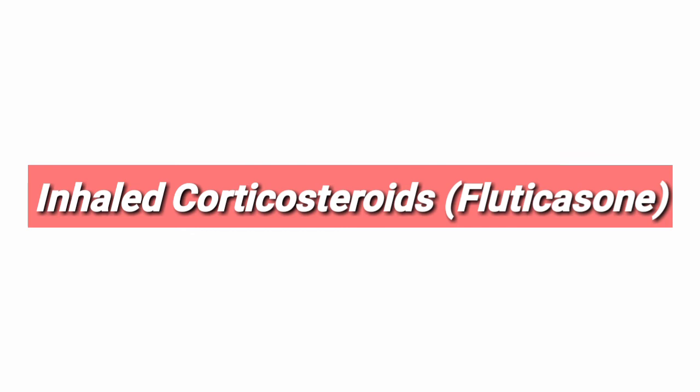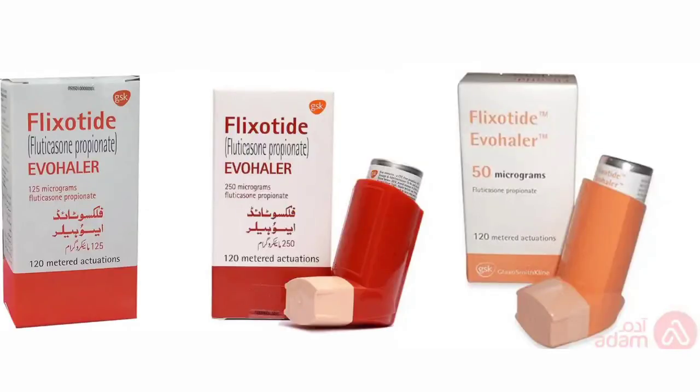So the steroid most commonly used is fluticasone in the form of Flixotide inhaler, and it comes in the form of 50 microgram per action, 125 microgram per action, and 250 microgram per action. So if you give him a 50 microgram per action inhaler BD, then it is the low dose. If you give him a 125 mcg inhaler BD, then it will be the medium dose. And if you give him the 250 mcg per action twice daily, then it will be the high dose inhaler.